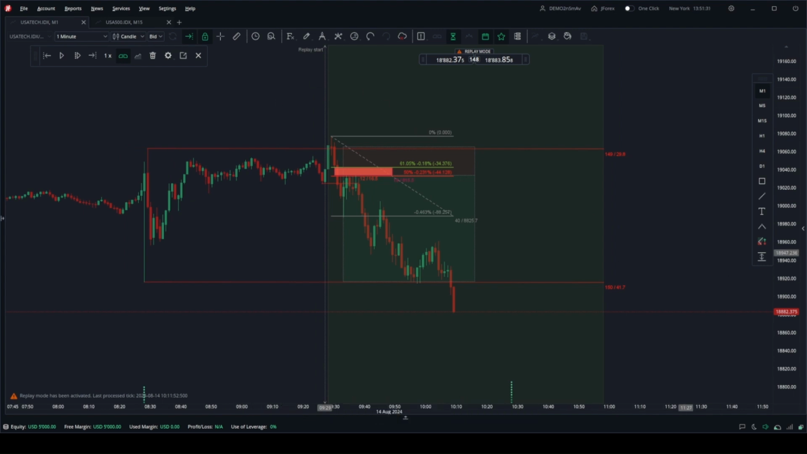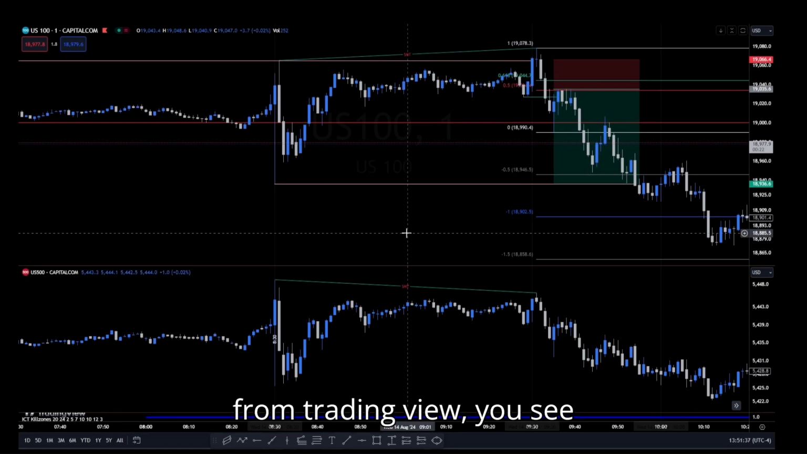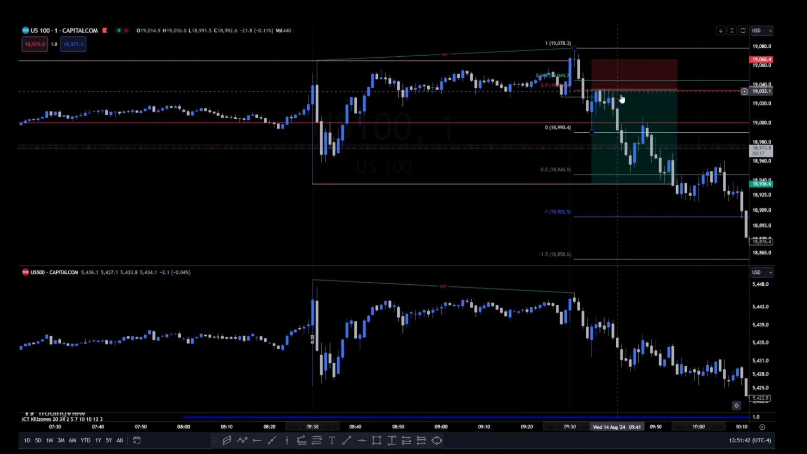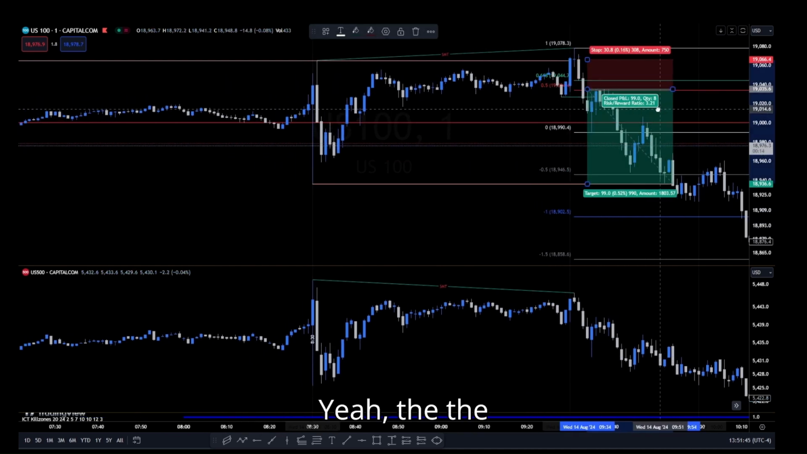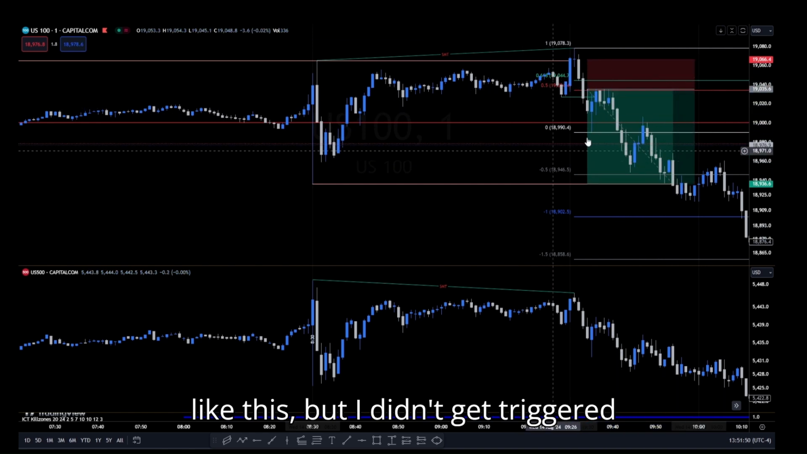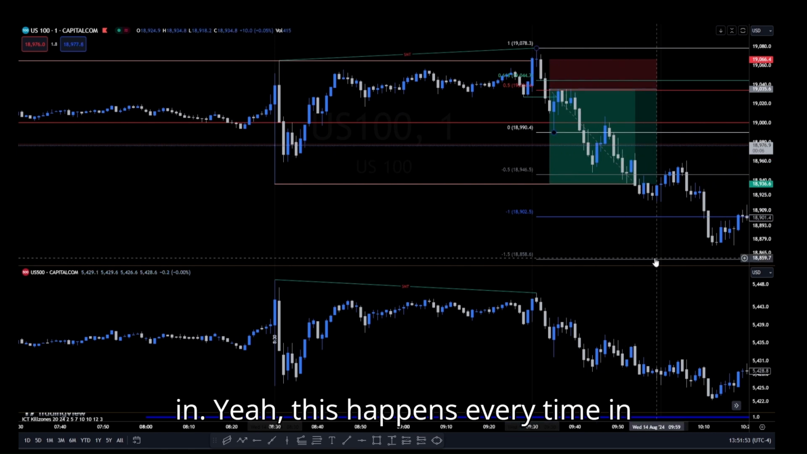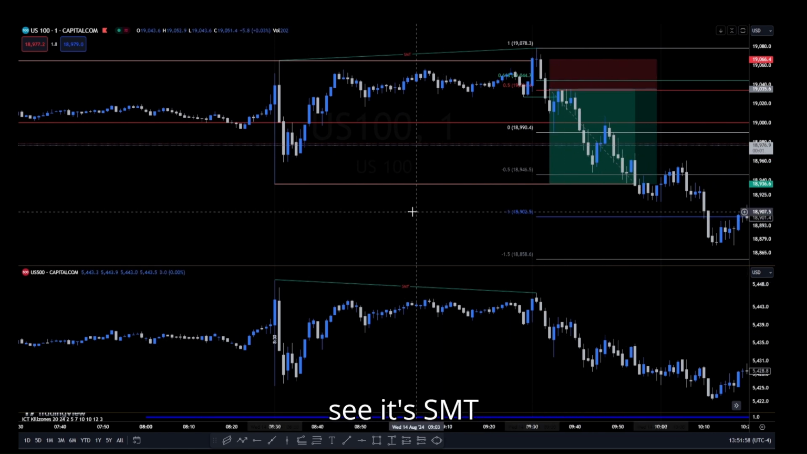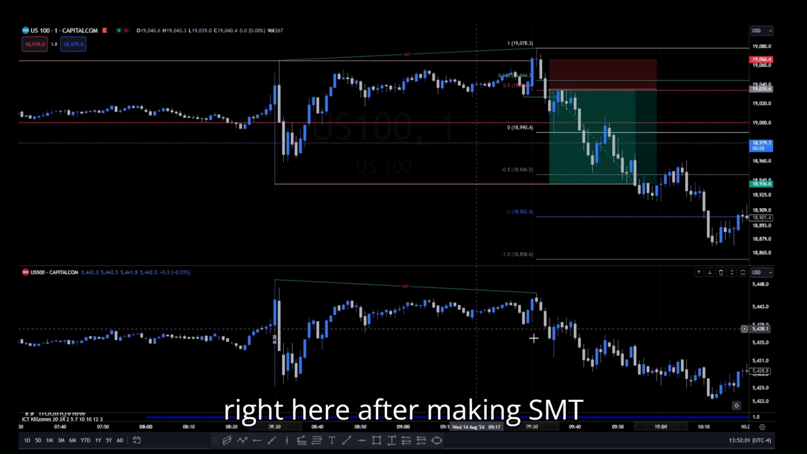And here on TradingView, you see how I didn't get triggered in. The trade should have gone like this, but I didn't get triggered in. This happens every time in the market, but the idea, as you see, is SMT right here.